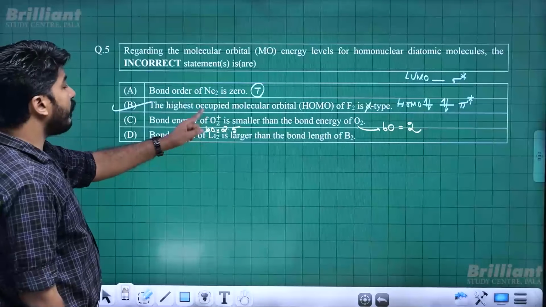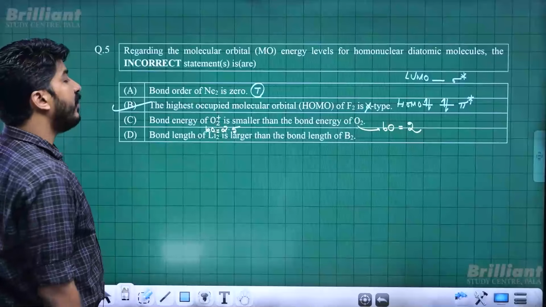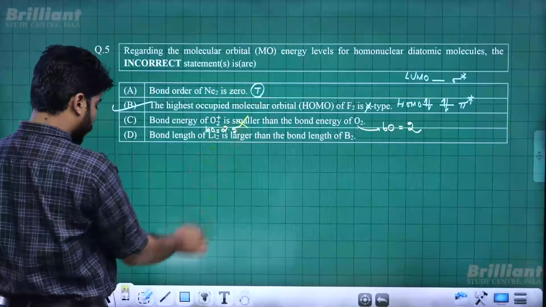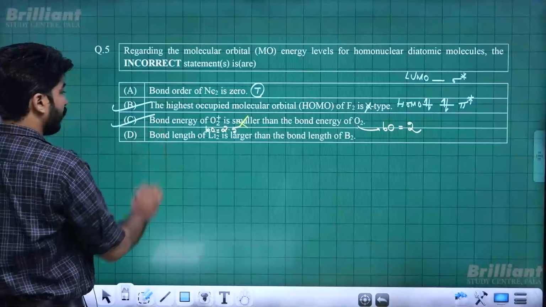So bond energy of O2 plus will be definitely higher than bond energy of O2. So smaller is a wrong phrase. So this is an answer.